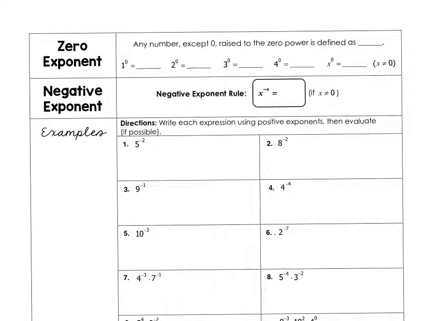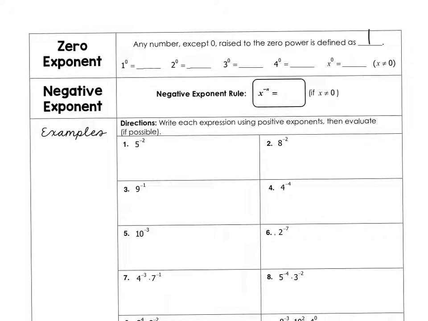All right, welcome back. We are looking at expanding our understanding of exponents to include both exponents of 0 and negative exponents. So when we're looking at a 0 exponent, what we're looking at is when any number except 0 is raised to the 0 power, our answer is going to be 1.